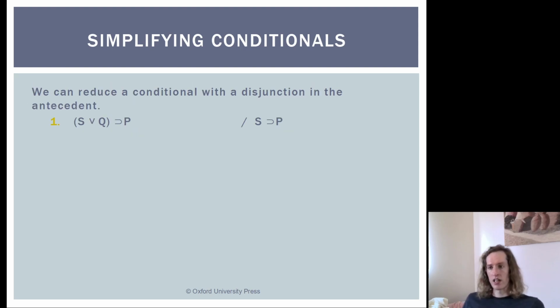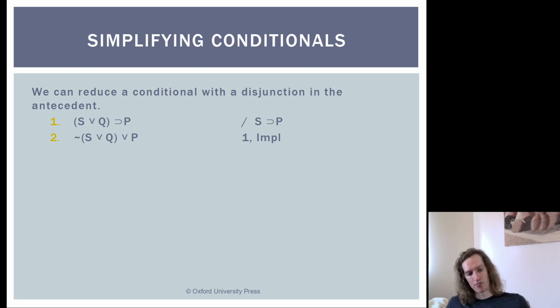Next, we can reduce a conditional with a disjunction in the antecedent. So from S or Q, then P, we can get to if S then P. We could also get to if Q then P, but we're going to do if S then P. And so the first thing we're going to do is use material implication. We're going to take the entire antecedent and negate it, and it'll be in a disjunction with the consequent as the other disjunct. Then from there, we can go ahead and apply De Morgan's.